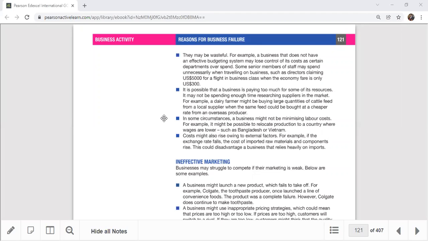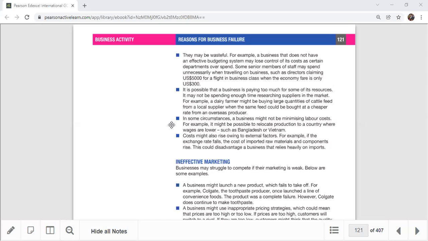That's why we talked at the beginning of this lesson about how about 80% of business startups fail after 5 years. Only 20% survive after 5 years. 80% is a big amount. If you start 100 businesses this year, after 5 years only 20 survive. So why are 80 businesses failing? These are the reasons. Smart businessmen always try to survive after 5 years, so always think how to avoid these things. And the next one: in some countries and circumstances, businesses might not be minimizing labor cost.